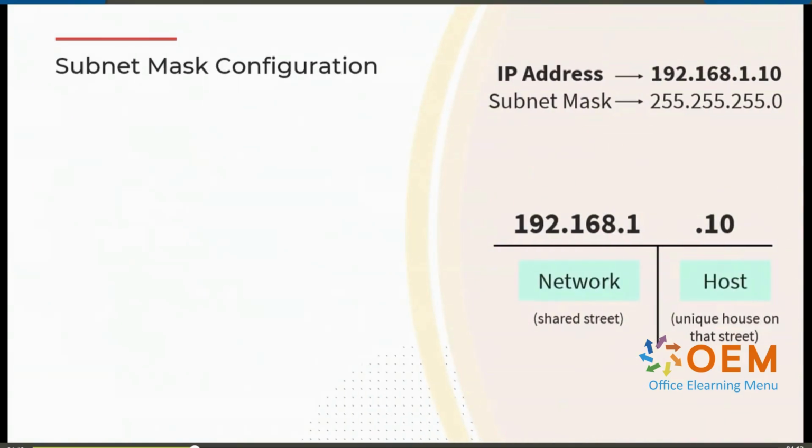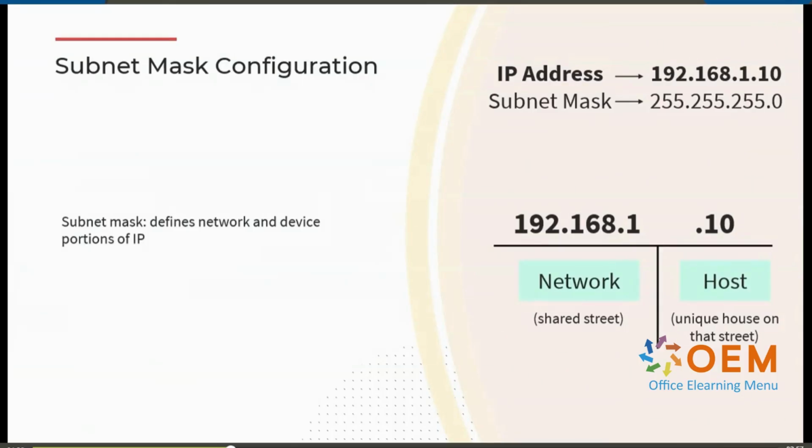Let's now talk about the subnet mask configuration. Continuing from IP addresses, the subnet mask tells us which part of the IP address is the network, like a street, and which part is the host, like a house on that street.